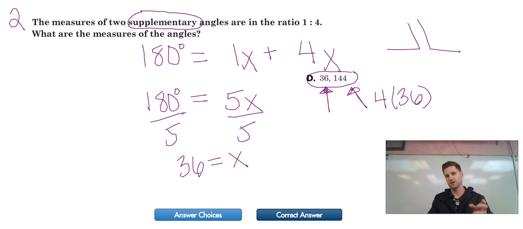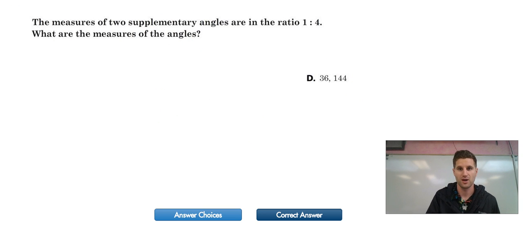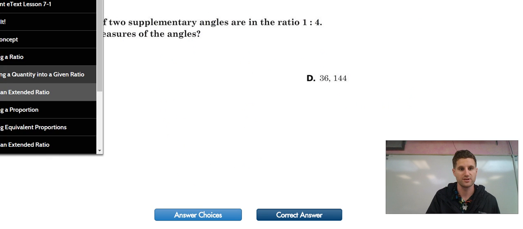We want to use the same variable and add them together using the ratio. So we're going to see that type of problem quite a bit. All right, 2 more problems and we are done. And here we go.